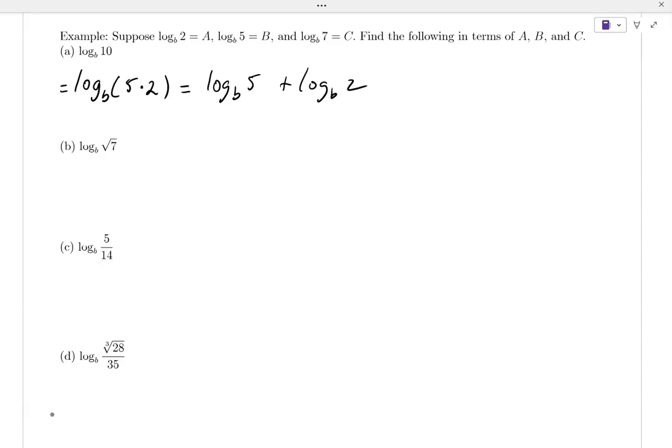Now do I have something that represents log base b of 5? B. And do I have something that represents log base b of 2? A. Notice again, we should have no logs in our answers here. It's not a equals 2. It's a equals log base b of 2, that whole expression. And likewise with the 5.